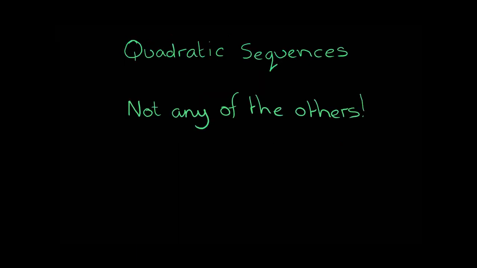So if you're doing a question where they ask you to recognize different sequences, basically the way that you're going to recognize that something is a quadratic sequence is by recognizing that it's not any of the other types that you know. So it's not triangular, it's not arithmetic, it's not geometric, it's not Fibonacci, it's not square numbers. If it's not any of those other sequences you know, then it's going to be the quadratic.